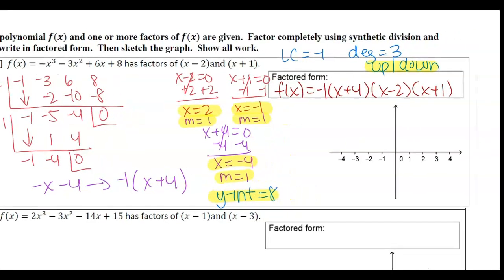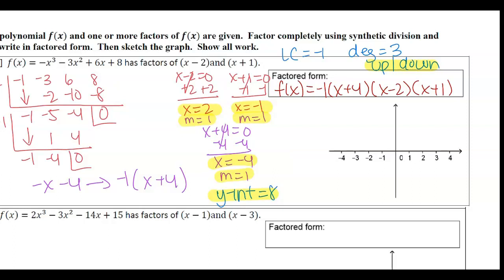So let's graph this out. Now I have everything I need to graph. I'm going to bubble my points, and I'm going to plot 8. Positive 8 is up here. So we're going to start up.